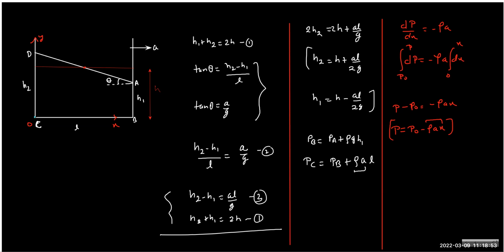So you can always write the pressure in the horizontal direction easily. The rule is simple. If you move along acceleration, subtract rho A X, and if you move against acceleration, add rho A X, and that is what you need to remember. So far, so good. Any doubt? Understood. Okay.